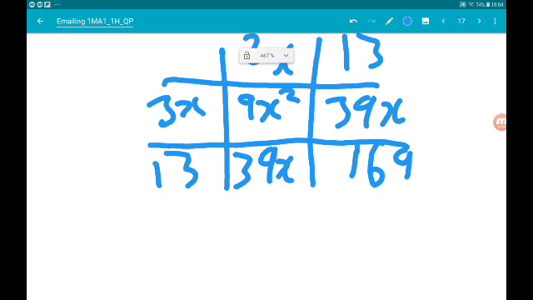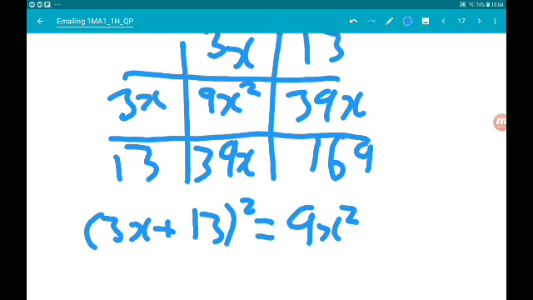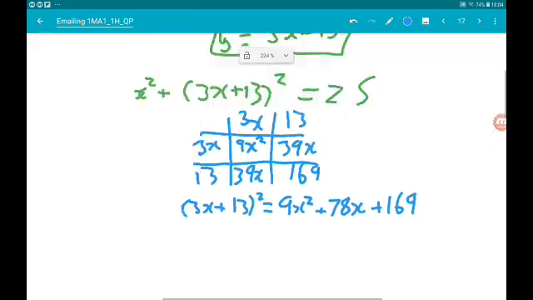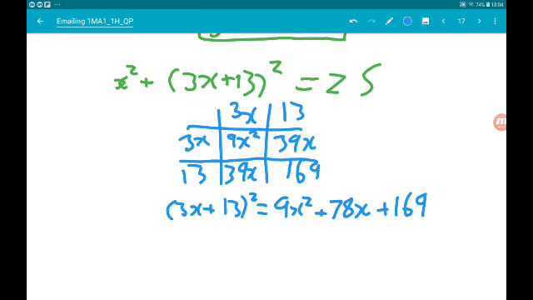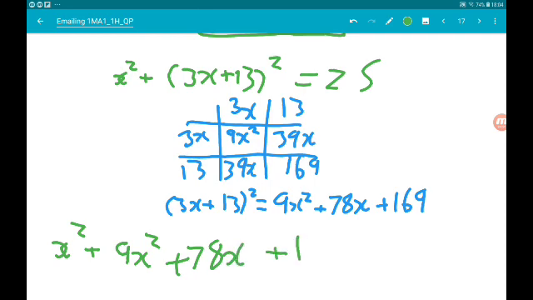So that tells us then that 3x add 13 squared is 9x squared add 78x add 169. Okay, so back to the overall quadratic. So we've now got x squared add 9x squared add 78x add 169 is equal to 25.